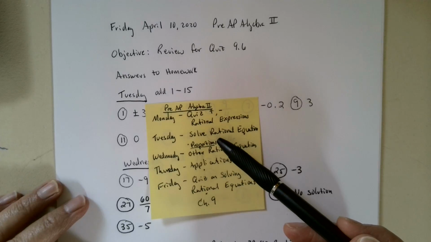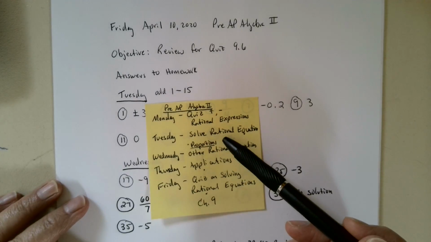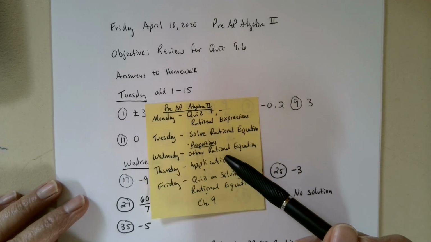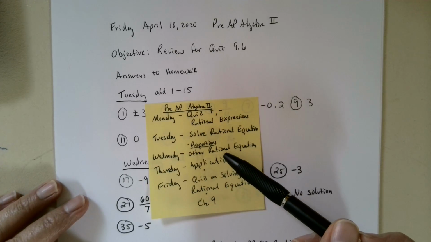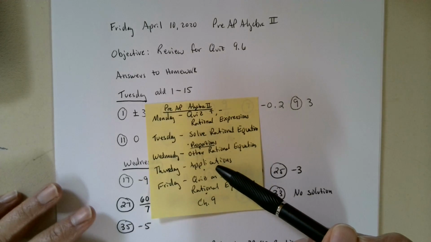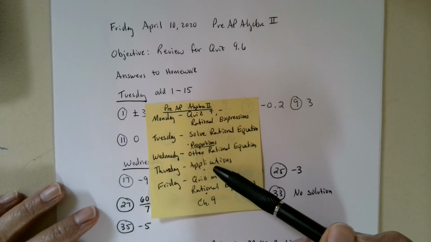We've been working on solving the rational equation. So on your quiz today, you're going to have some that are just proportions, which was our first assignment. You're going to have some that were not proportions, and that was from our Wednesday's assignment. And then you're going to have at least one application from our assignment yesterday.